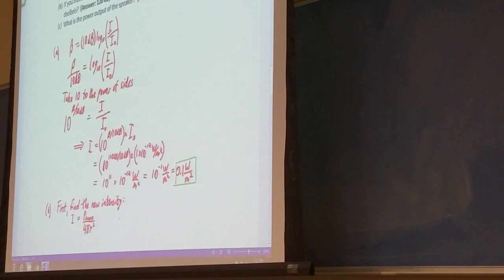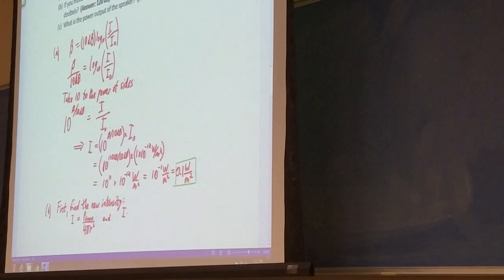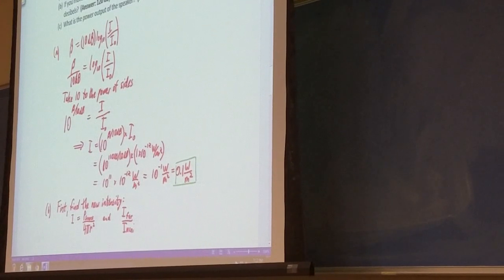So I varies with the inverse square of R, and what that means is that I2, or let's go ahead and use more meaningful subscripts. We can say that I far divided by I near. Oh, wait a minute, what we're trying to find is I near. Okay, so let's put I near on top. I near divided by I far is equal to R far squared divided by R near squared.